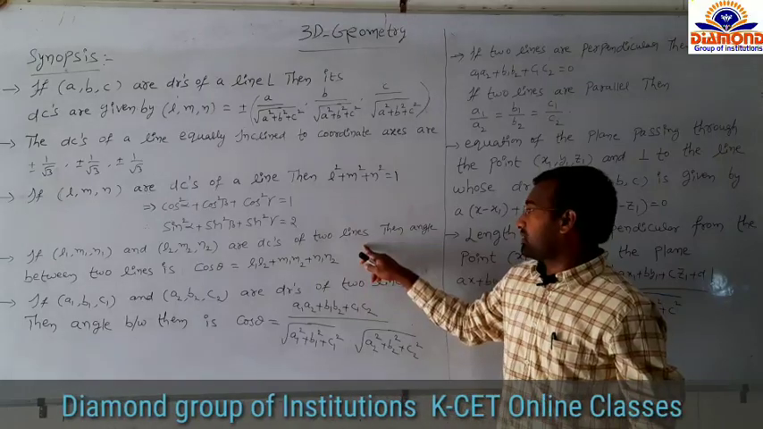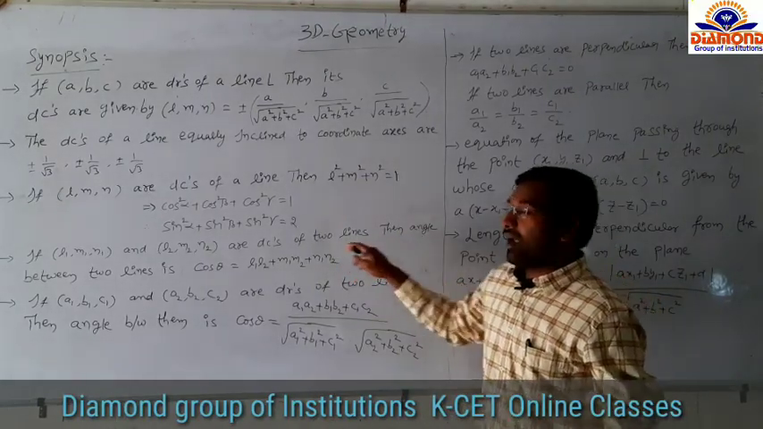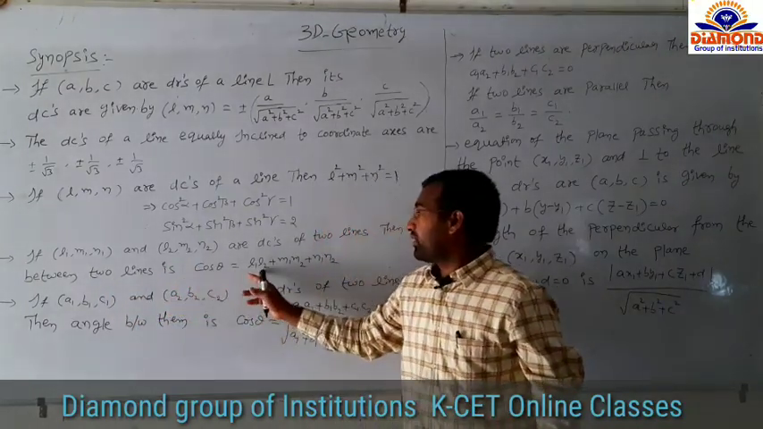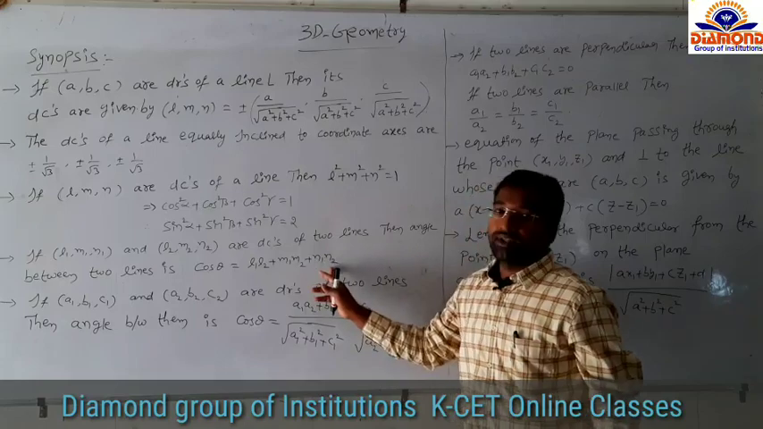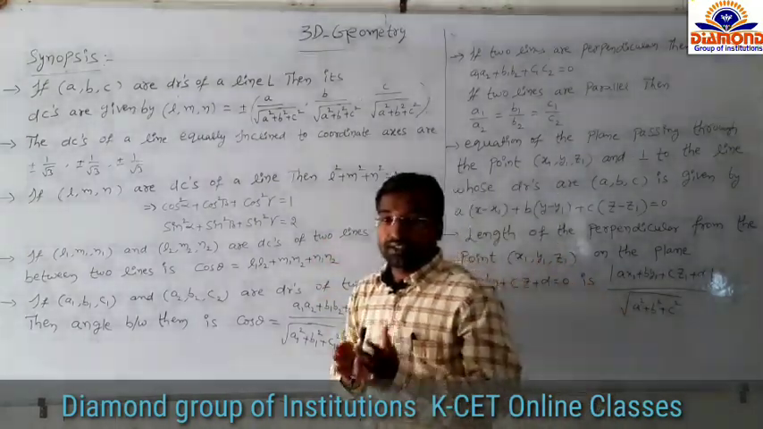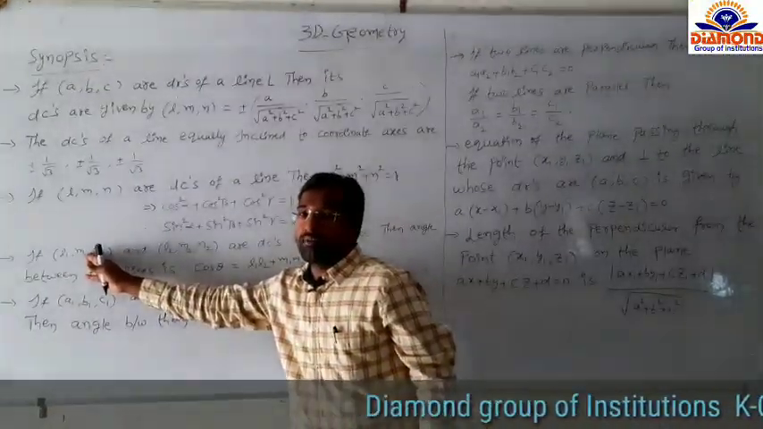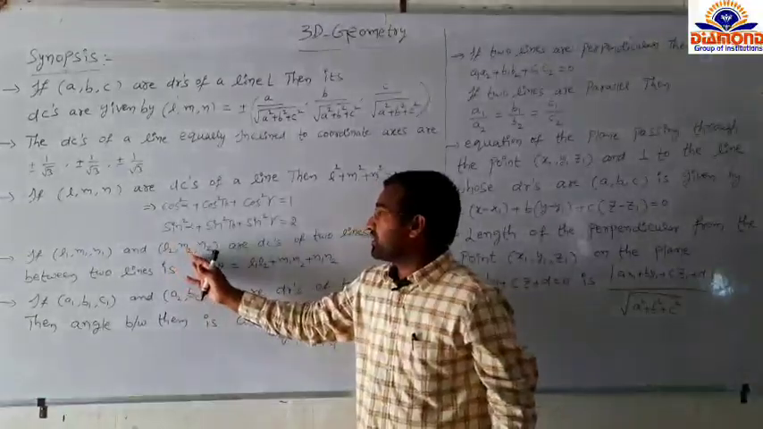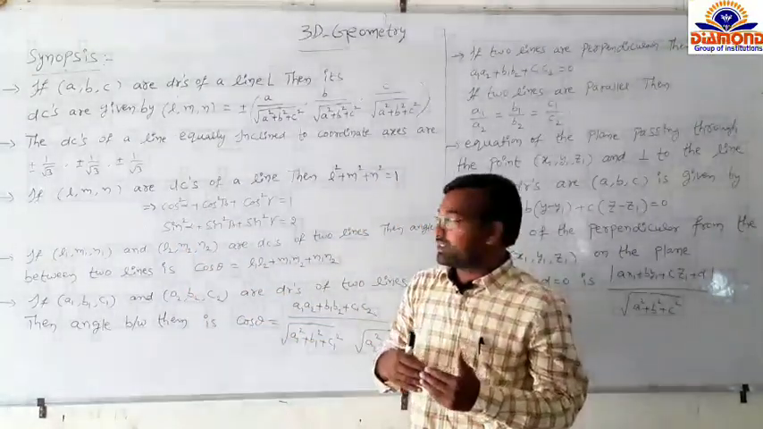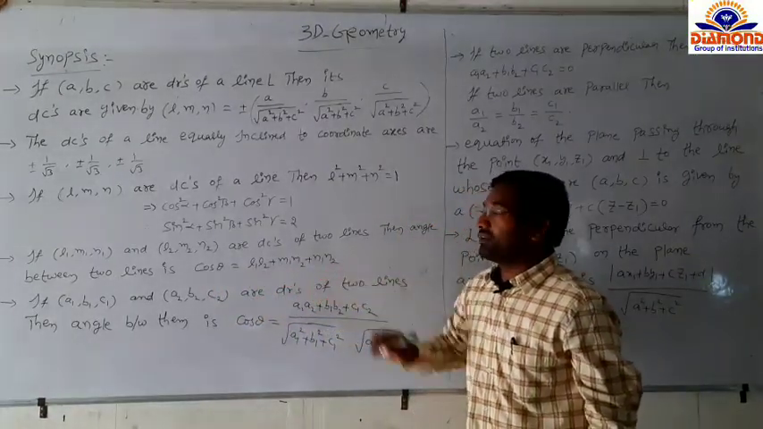Next, if l1, m1, n1 and l2, m2, n2 are direction cosines of two lines, then the angle between the two lines is cos theta equal to l1 l2 plus m1 m2 plus n1 n2. Here the direction cosines of two lines are given: the first line's are l1, m1, n1, and the second line's are l2, m2, n2.